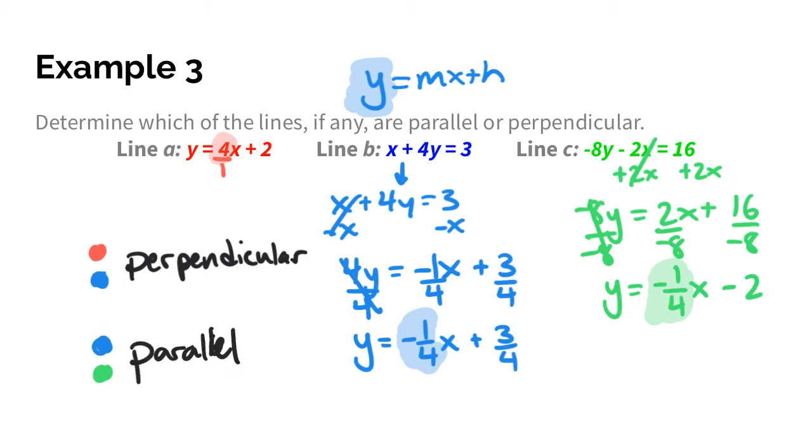But now how does the green line compare to the red? Well, if these two are parallel, and if the blue line is already perpendicular to the red, then I can say that the red line and the green line, line A and line C, those two lines are also perpendicular to each other. So parallel means that they have the same slope, and perpendicular means that their slopes are opposite reciprocals.